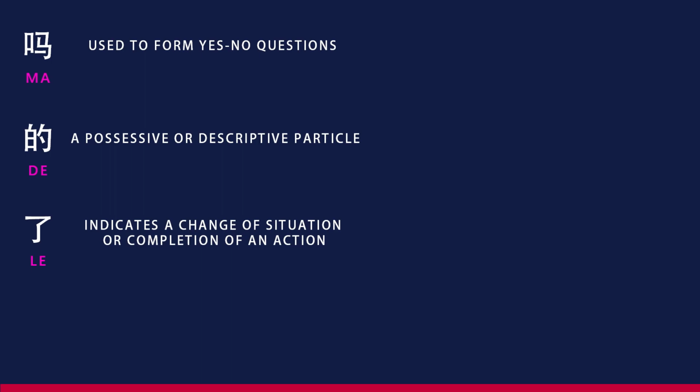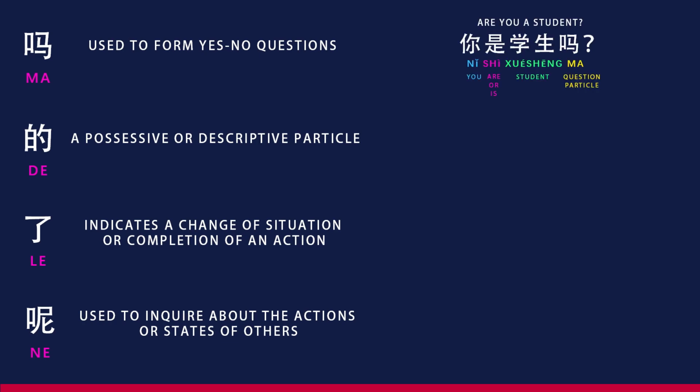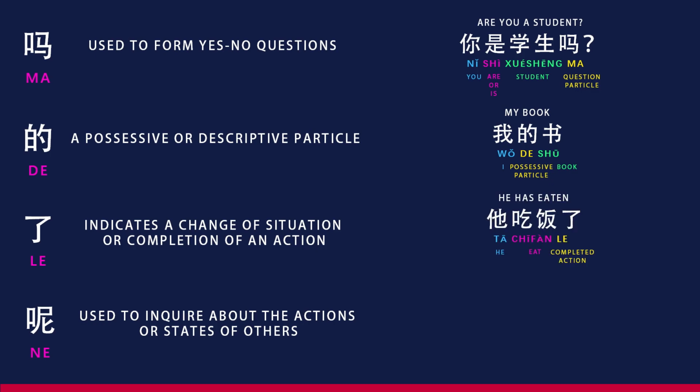La. Used to indicate a change of situation, completion of an action, or to express a past event. Na. This particle is used to inquire about the actions or states of others, often paired to ask about reciprocal actions. Now, let's dive into an example for each one of these particles. Are you a student? 你是学生吗? My book. 我的书. He has eaten. 他吃饭了. And you? 你呢?